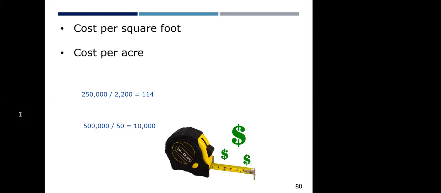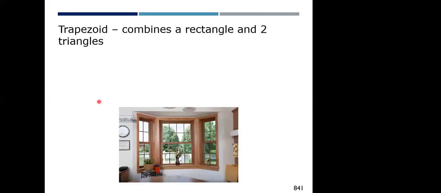Another piece of math we may be expected, or another shape, I should say, we may be asked to measure is something called a trapezoid. Well, first off, what the heck is a trapezoid? Trapezoid just combines two different shapes. So we're going to break this down in just a minute. When we do, we're going to see that I'm dealing with a rectangle and two triangles.